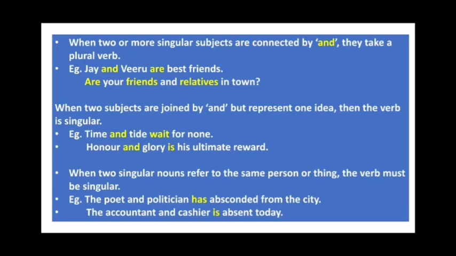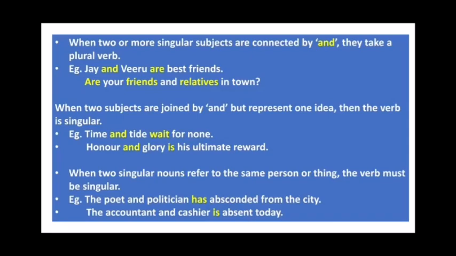Next, are your friends and relatives in town? So here again we have two singular subjects, that is friends and relatives, joined by and, and the plural verb is are, that is in the starting of the sentence.